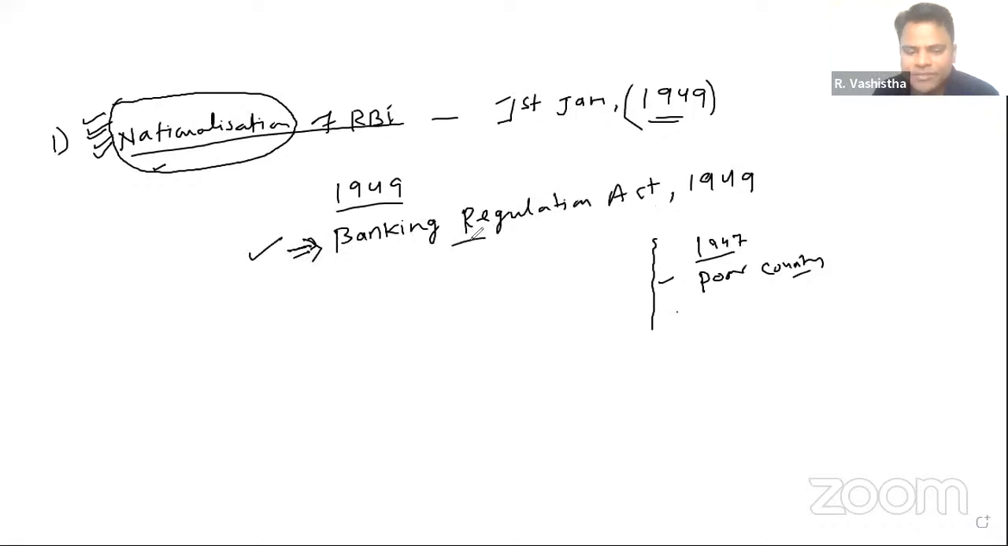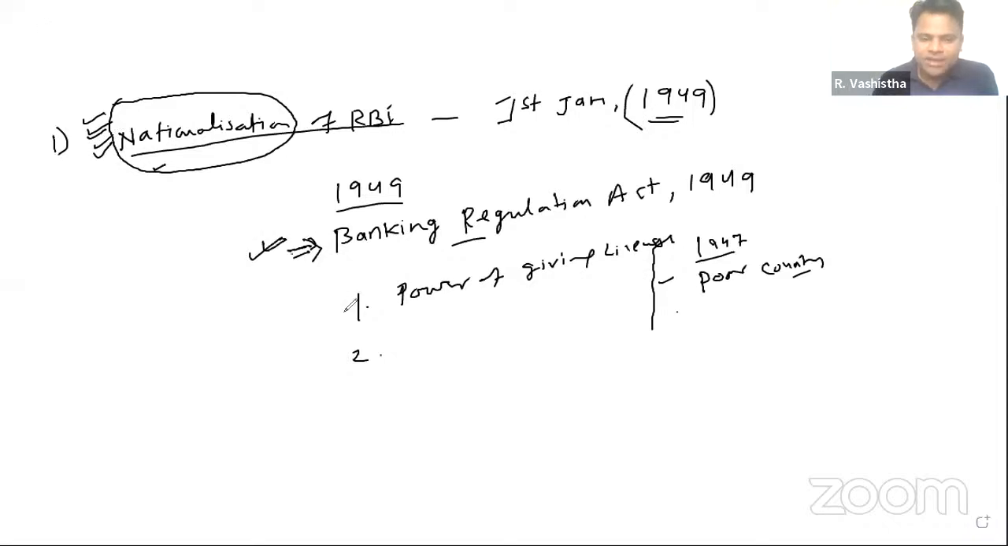And through this act, an extensive power was given to Reserve Bank of India, like the power of granting license to commercial banks. Then even the Reserve Bank of India was given the power to cancel the license of some commercial banks on some grounds, right? So RBI could now grant the license to a commercial bank, and on some grounds could cancel the license of some commercial bank, right? So these were the powers that were given to RBI in 1949 through Banking Regulations Act.